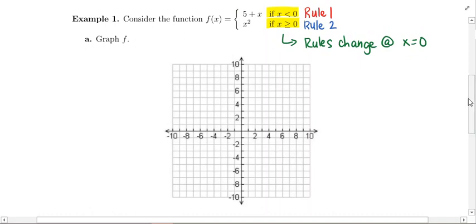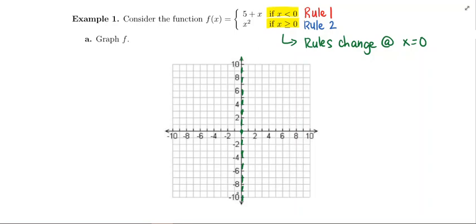So here's where x equals 0, right here. I am going to put a dotted line here, and I'm putting it in green. Hopefully you can see that. This is not part of the graph. This is just a reminder to me. You cannot cross this vertical line.